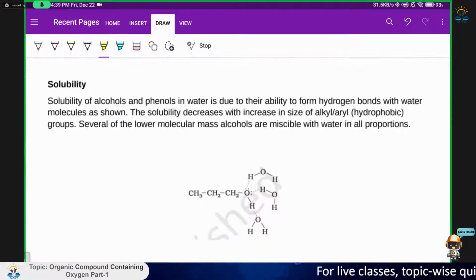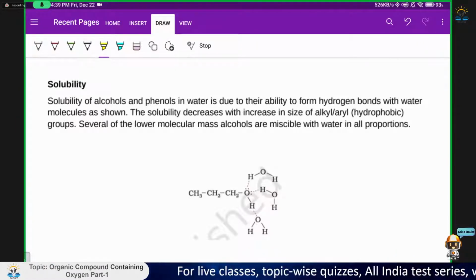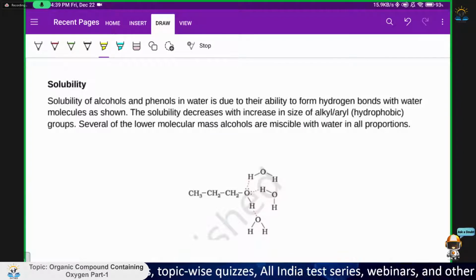Now solubility. Solubility of alcohols and phenols in water is due to their ability to form hydrogen bonds. So in water, they form hydrogen bonds with the water molecules. Hence, they are soluble in water. The solubility decreases with increase in size of alkyl or aryl group, because alkyl and aryl groups are hydrophobic in nature.